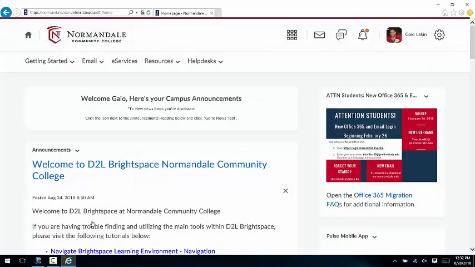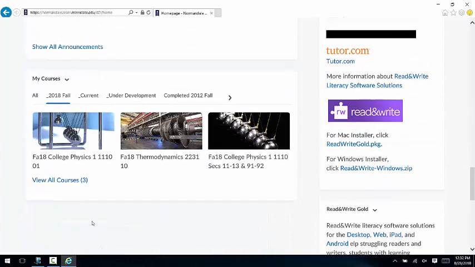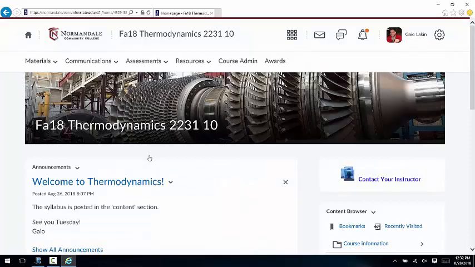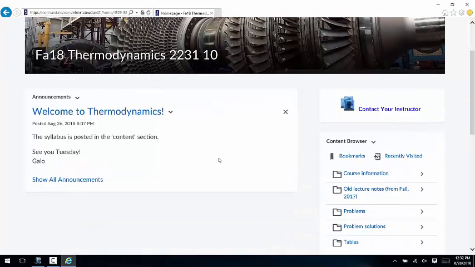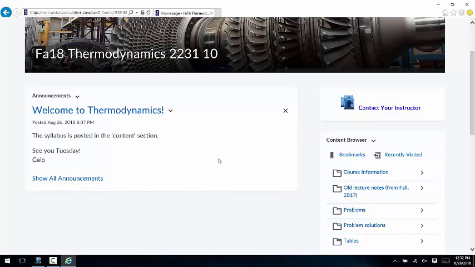Once you get into D2L, you have a list of all the classes you're taking. It probably looks something like this. It's reformatted a little bit, but these are the two classes I teach and one that I'm sort of associated with. And we want thermodynamics. When you click on that, you get to the main thermodynamics page. The first thing that comes up are these announcements. The one up there right now doesn't tell you much that's important, but as I put new materials up, when I assign problems, when there are tests coming up, anything I want you to know, I'm going to put an announcement up that says something new happened.